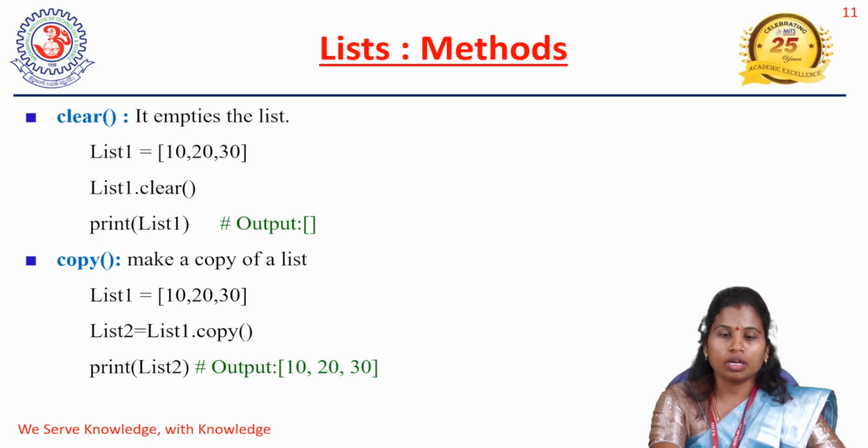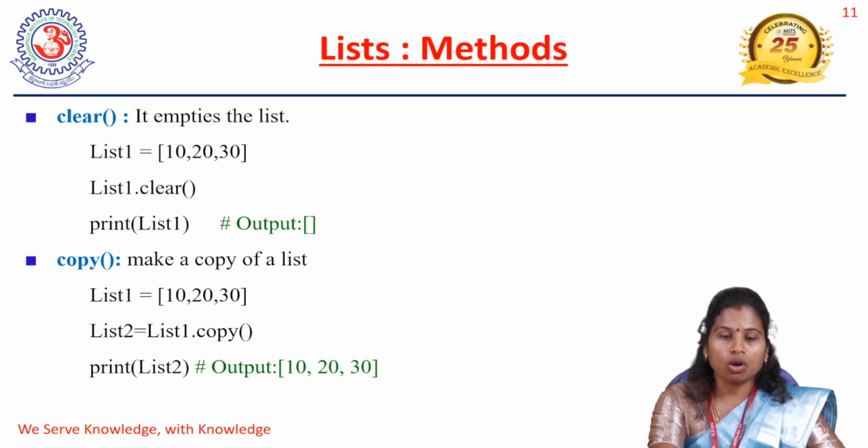Now coming to the clear method. Clear empties the list elements. My list1 contains 20, 20, 30. So list1.clear(). Here it will clear the list elements. After that we have only an empty list. This empty list is stored in the list1 variable. Print of list1 will display the empty list in the output.